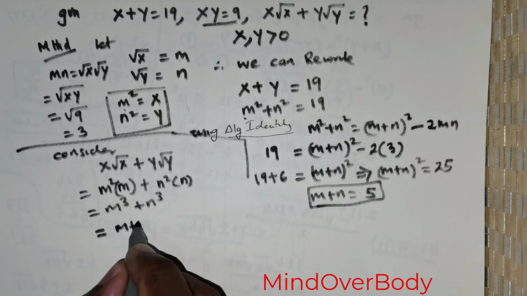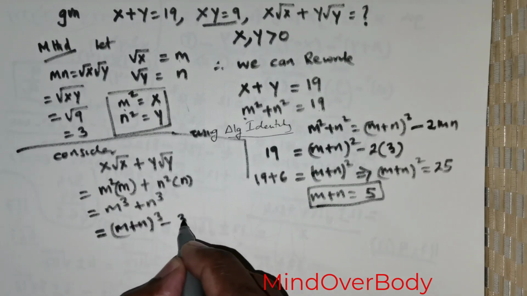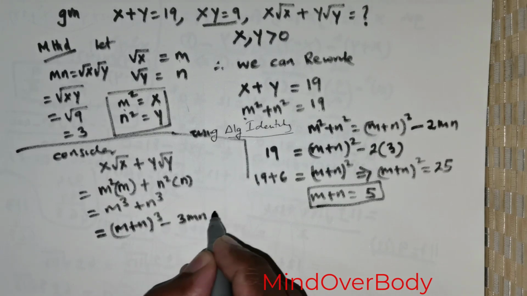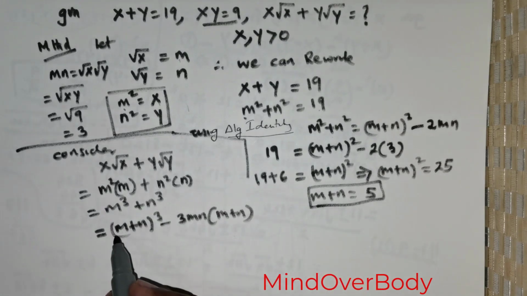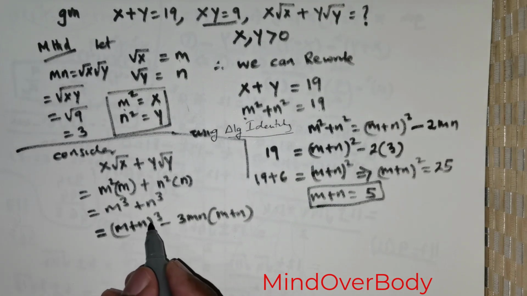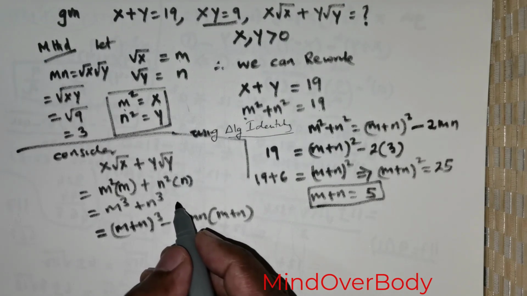Now this can be rewritten as (m plus n) raised to the power 3 minus 3 times m times n times (m plus n). Because if you have to expand this (m plus n) raised to the power 3, you will get an additional term of 3 times m squared n plus 3 times m times n squared.